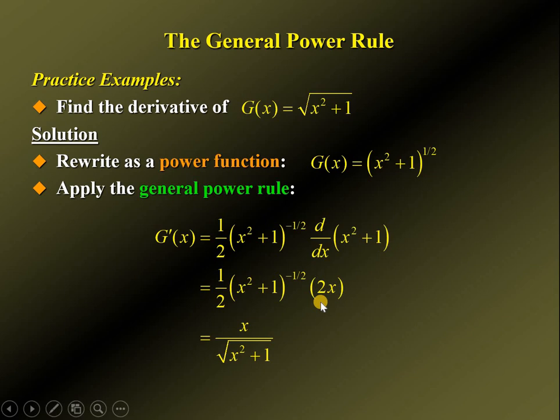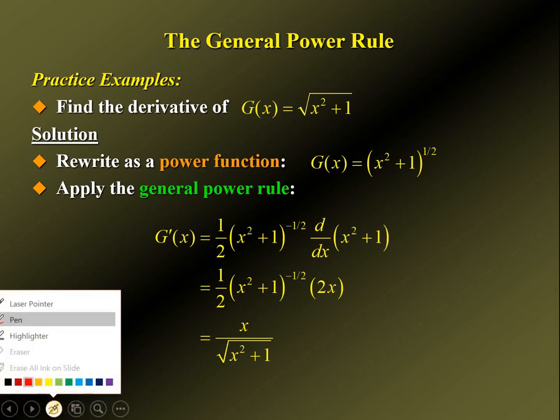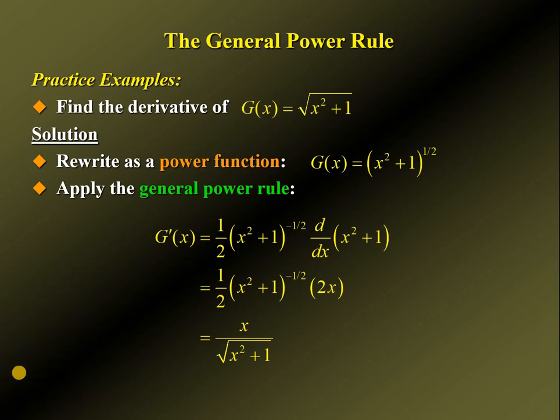Now I can reduce. How come? Cross out 2 up with 2 down, and then we have 1 times x, it's x. What about x squared plus 1 up to power negative half? How to ignore the negative sign? Flip. Yes, flip x squared plus 1 from numerator to denominator, and the power half changes to be a square root.